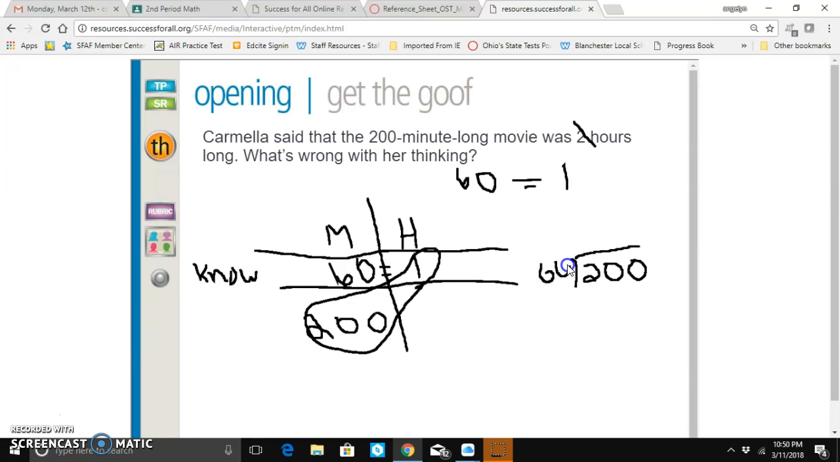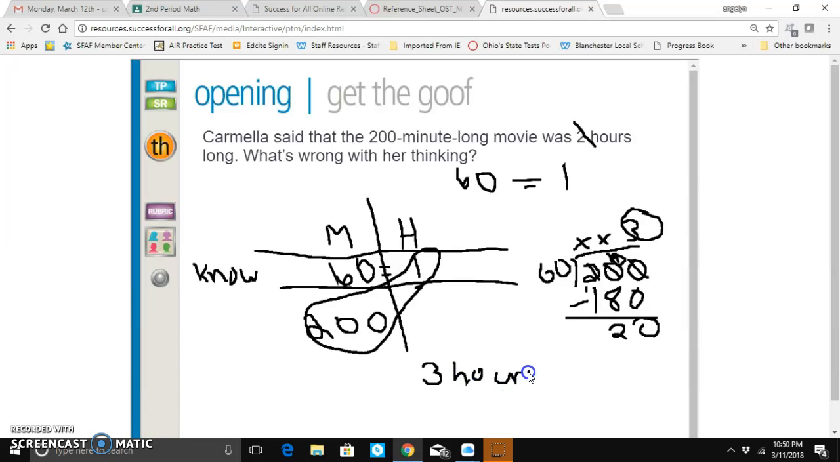So if I do 200 divided by 60, 60 can't go in the 2, it can't go in the 20 either, but 60 can go into 200 3 whole times. 60 times 3 is 180, so we're going to subtract 180 from 200. And when you subtract, why am I borrowing there? You don't need to borrow there. My mistake. Let's make this a 10. 10 minus 8 is 2. 1 minus 1 is 0. Okay, so what we have is 3 hours and 20 minutes. So 200 minutes is actually 3 hours and 20 minutes. That is the correct conversion.